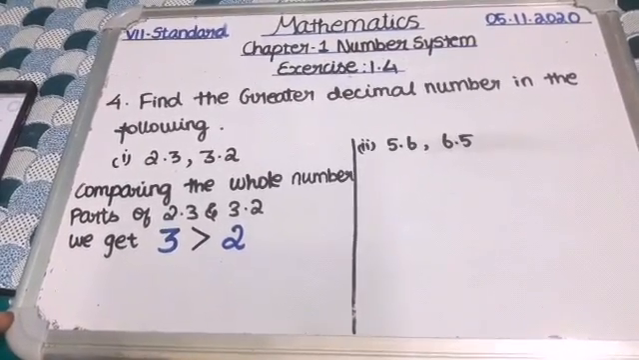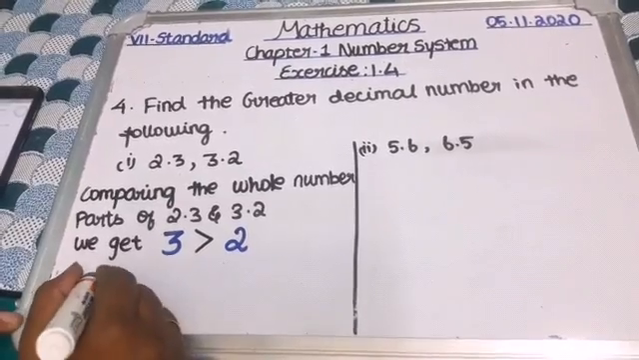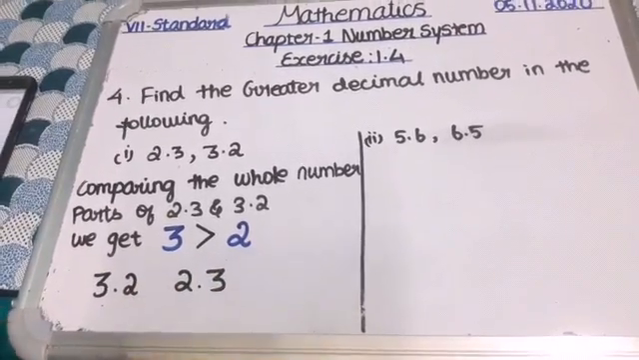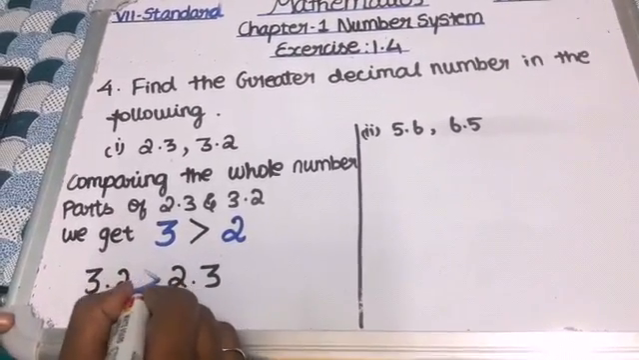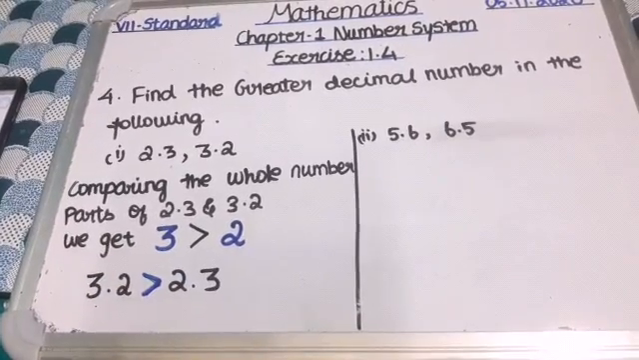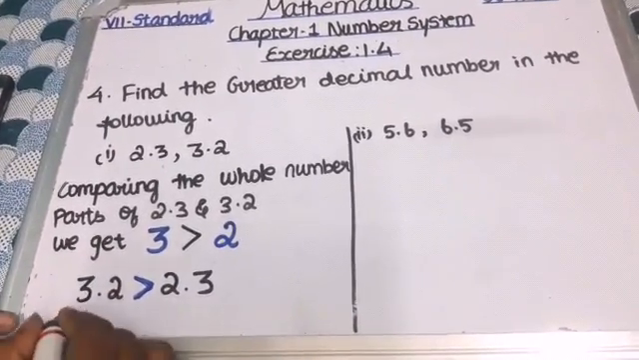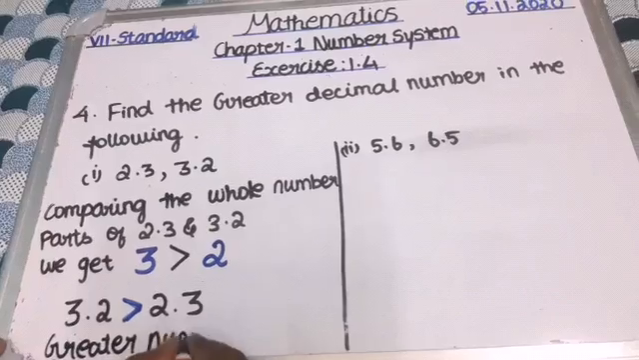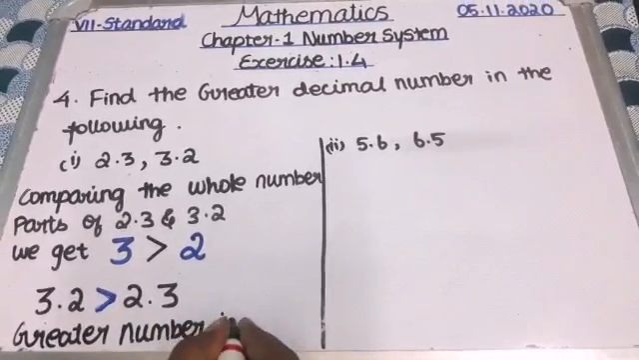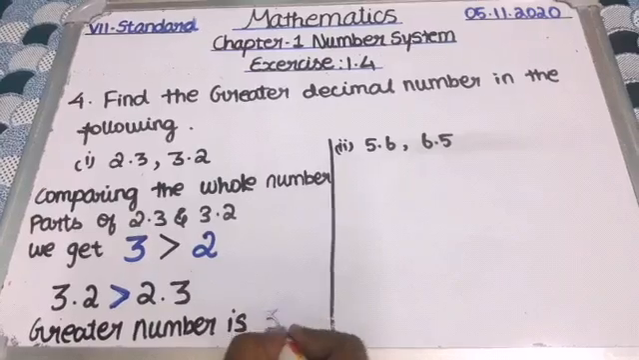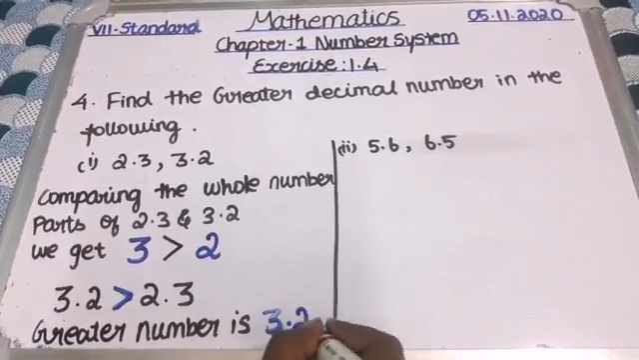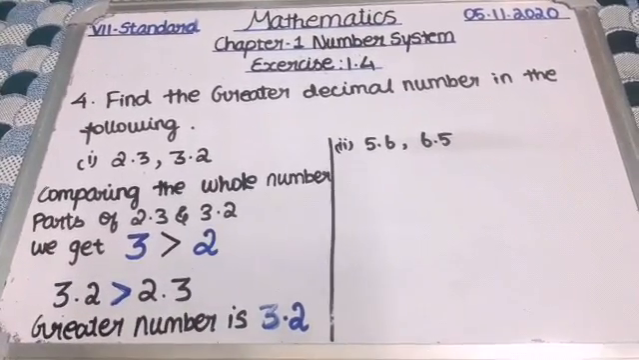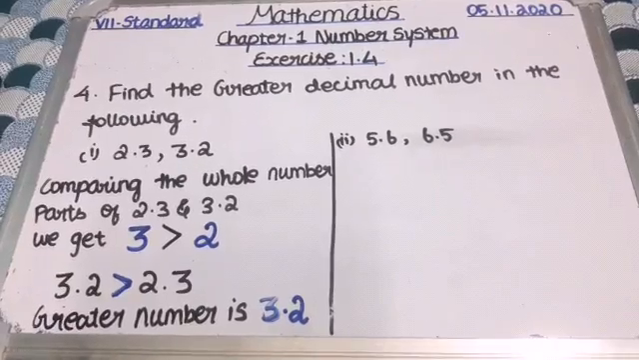So following this we can write for the decimal also. So here 3.2 and 2.3, which is greater? 3.2. So 3.2 is greater than 2.3. So what is our greater number? Our greater number is 3.2. Following this we can write for the next sum also. The first easiest step is to compare the decimals with the whole number parts.